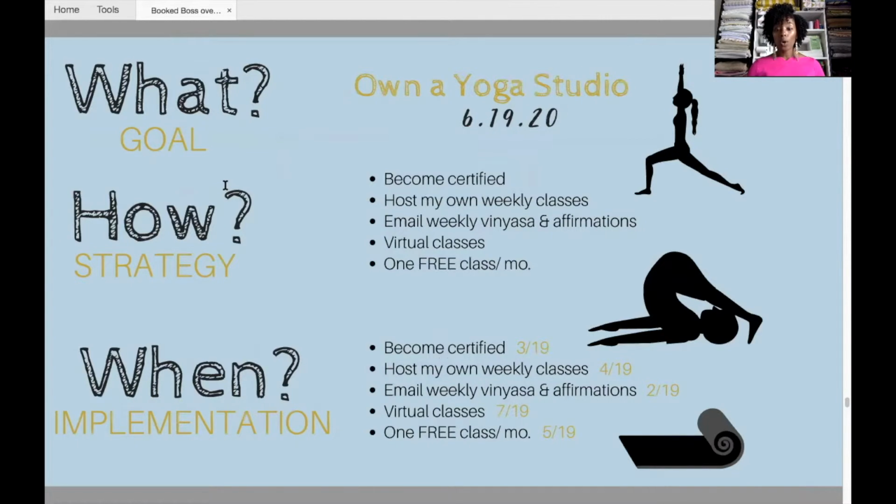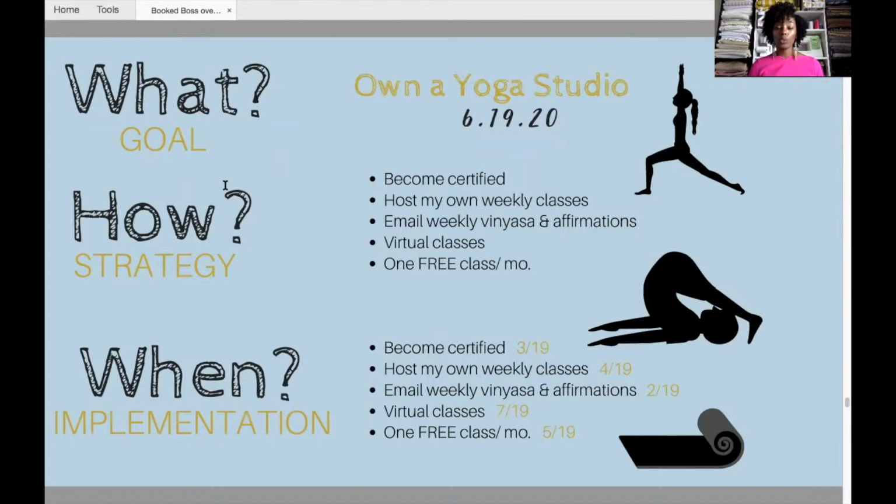When? So here are my dates. I'm going to become certified by March of 2019, host my own weekly classes starting in April of 2019. I'm going to kick off this email of vinyasas and affirmations in February. Why do I want to do that first? Because when I start kicking that off, then I have people to launch my services to, okay? Once I start having these weekly classes, as you can see, 2 months later, because I have built that know, like, and trust with them, right?